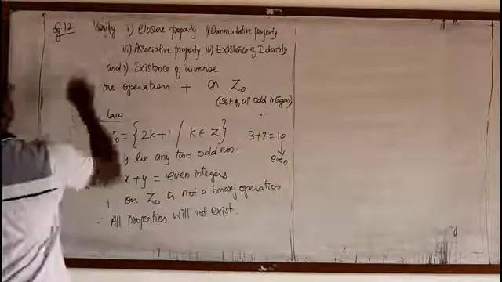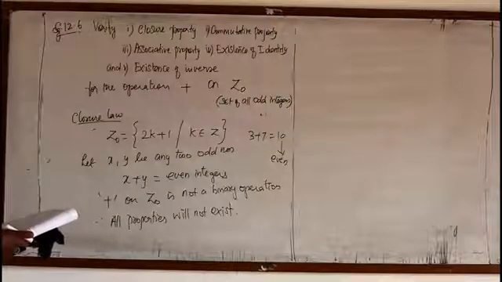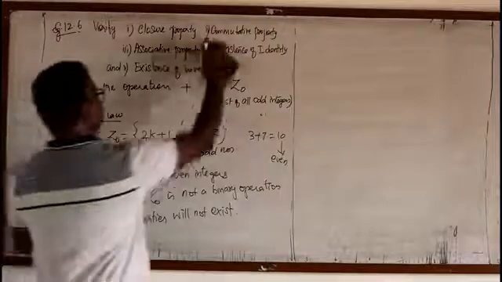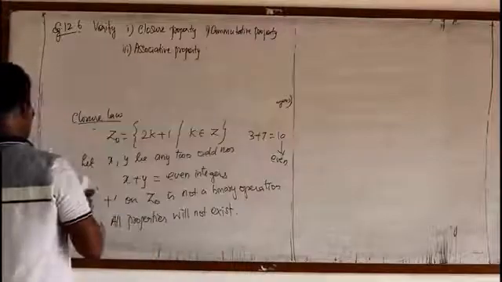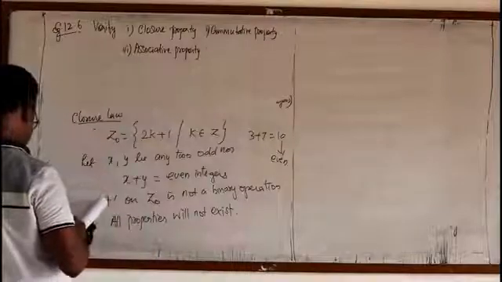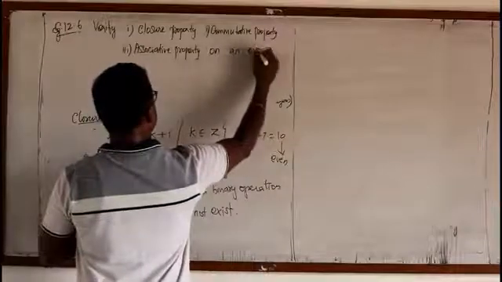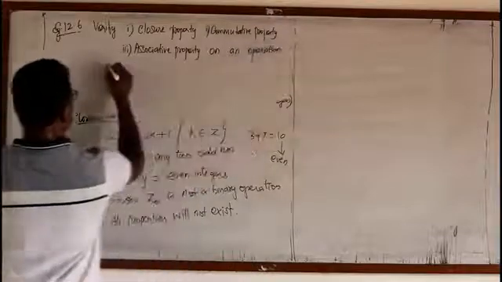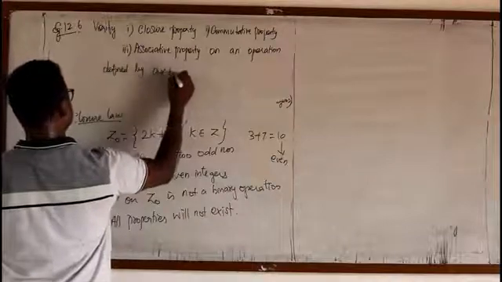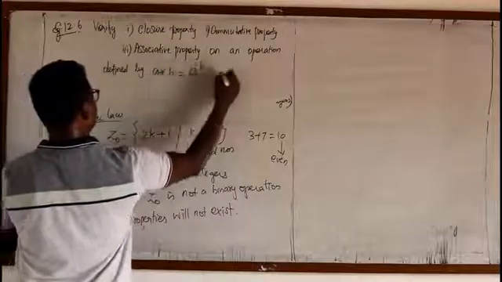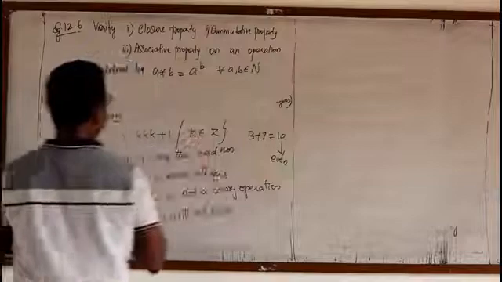Example 12.6. Verify closure property, commutative property, associative property only. We are not at all interested in inverse and identity. On an operation defined by A star B means A power B, for every A, B belongs to natural numbers N.